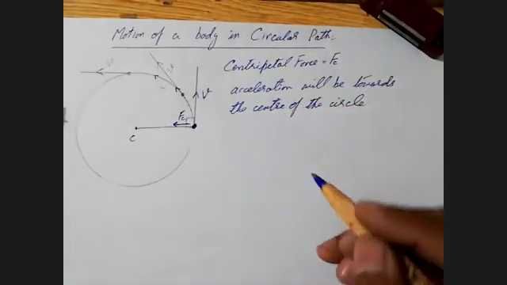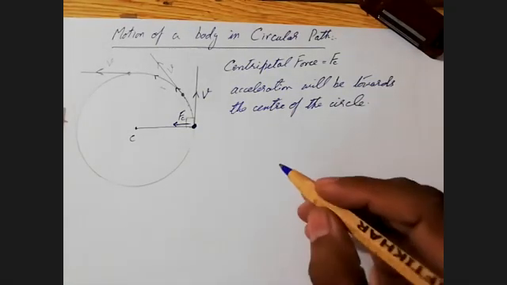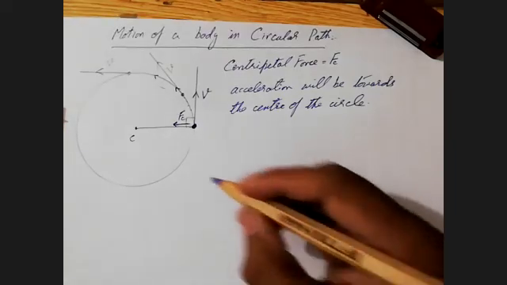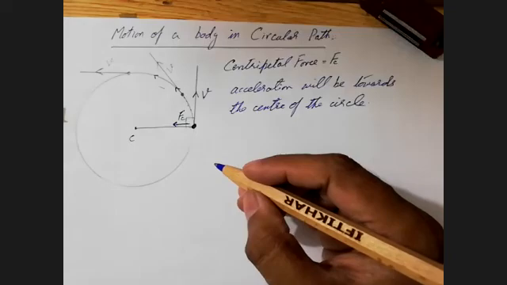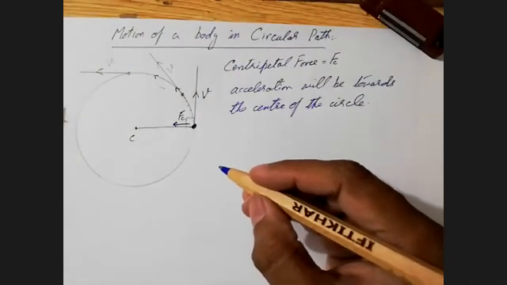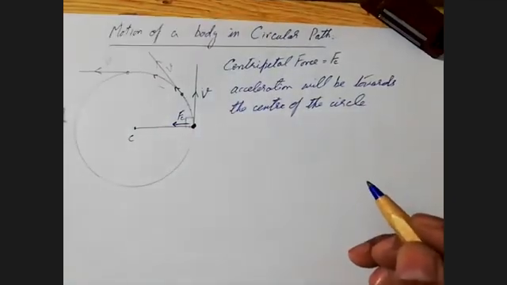So remember this: if somebody asks you whether there can be acceleration when a body is moving with a uniform speed, give the example of a body moving in a circular path with uniform speed, because its direction is changing, so acceleration will be there.